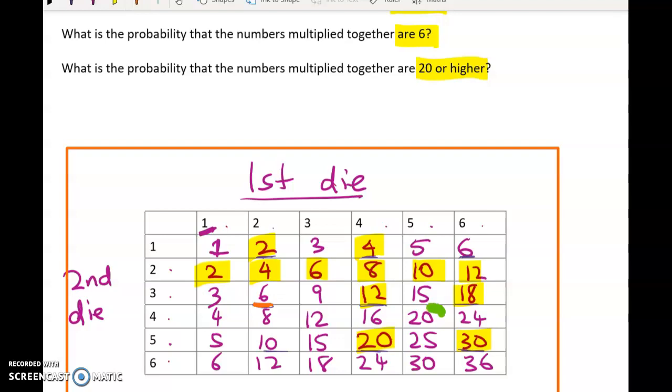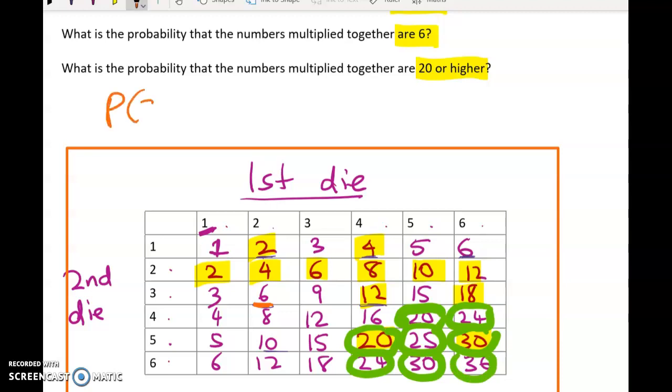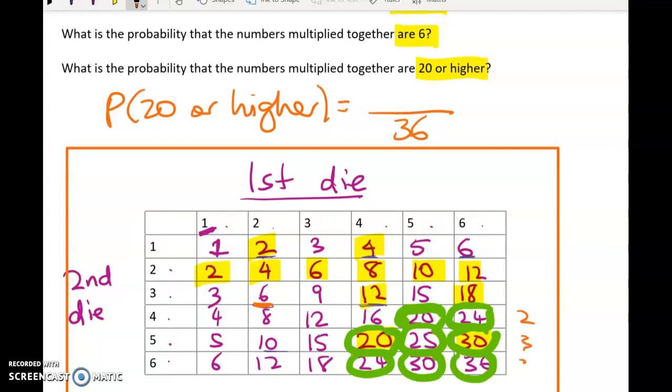Here's my first one here. So if I have a 5 on the first die and a 4 on the second, so I've got one there. I've got a 24 here, and then we've got 3 here. 1, 2, 3, and then 3 more here. So the probability of getting 20 or higher is going to be something out of 36, and I just count up how many favorable outcomes I've got. So I've got 2 and 3 here and 3 more here. So that's 8 out of 36, which is, we can divide both of those by 4. That gives me 2/9.